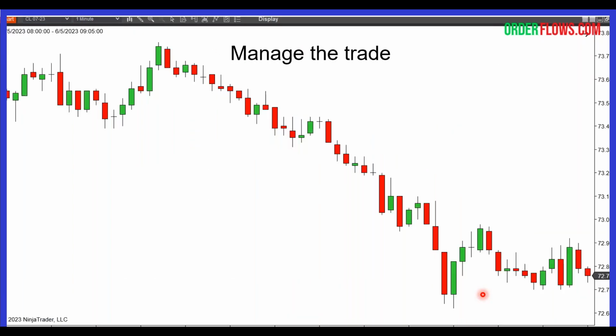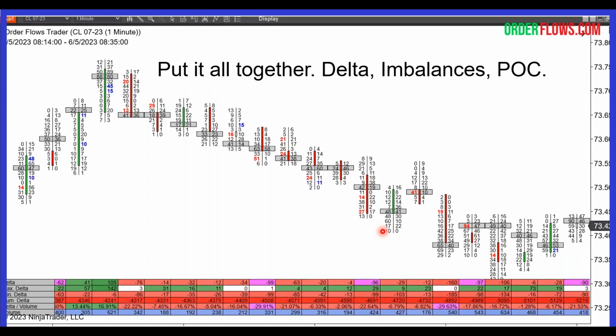Okay. And again, it's about helping you manage the trade. This is crude oil, all right? And again, you can see, right, the market went up, it starts coming down, right? You want to catch as much of the move as possible. And when you start to put it all together, it's going to help keep you in the trade, right? This market is moving down.